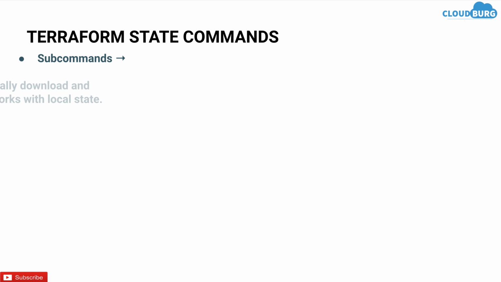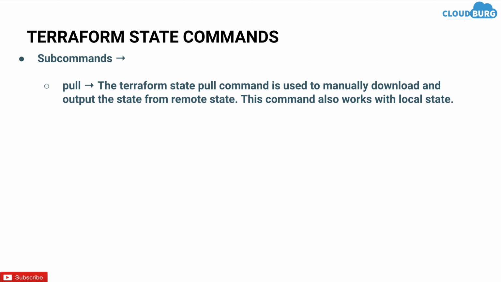Next subcommand is the pull command. The terraform state pull command is used to manually download and output the state from a remote state. This command also works with local state, and the syntax is terraform state pull.